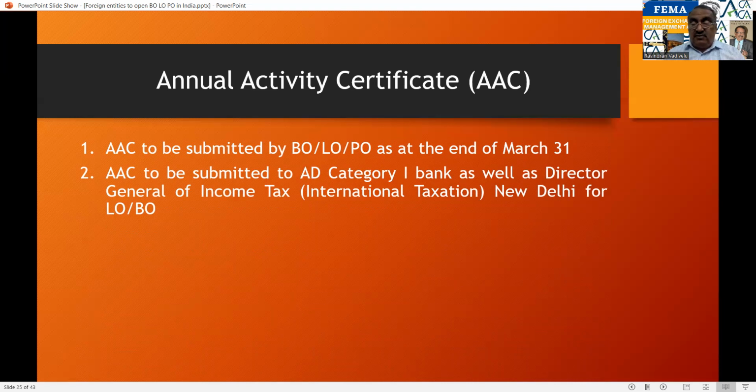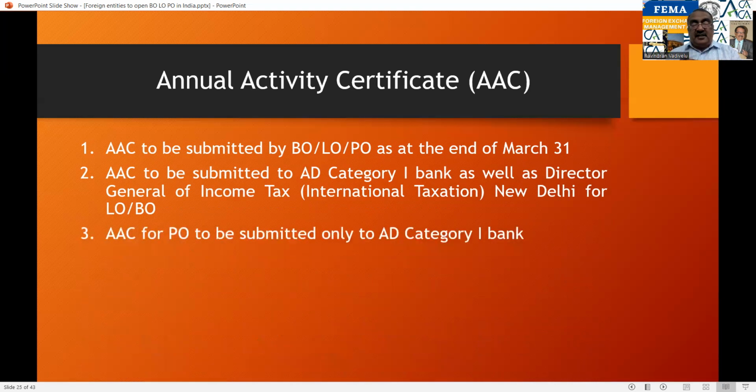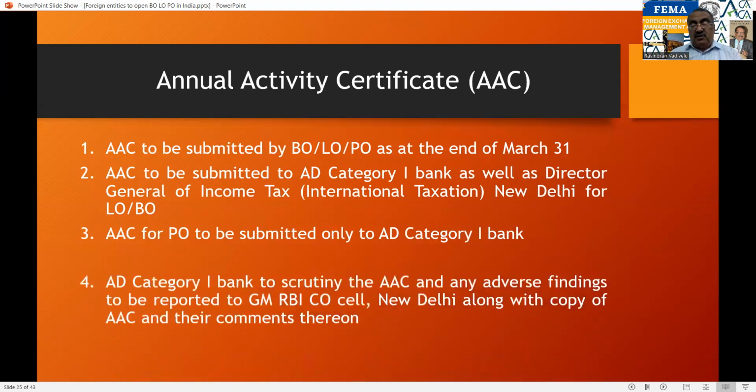The AAC has to be submitted to the authorized dealer category bank as well as the Director General of Income Tax, International Taxation, New Delhi, for a liaison office or branch office. Then the AAC for a project office has to be submitted only to the bank. So for a liaison office or branch office, the AAC has to be submitted to both the AD and income tax. For a project office, it has to be submitted only to the authorized dealer.